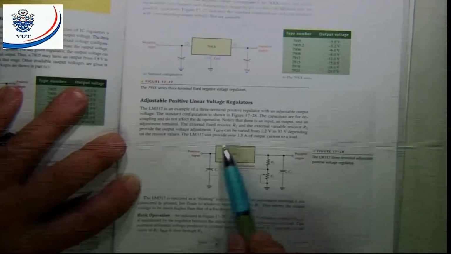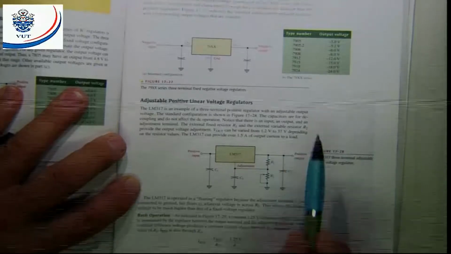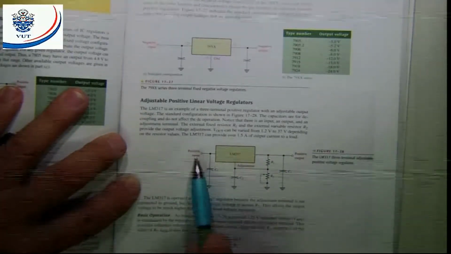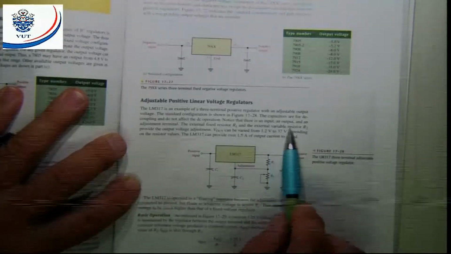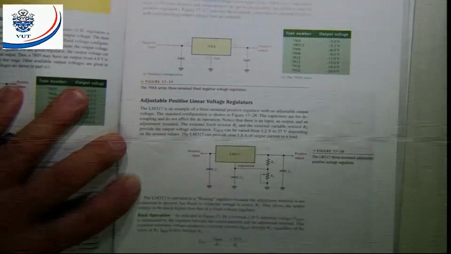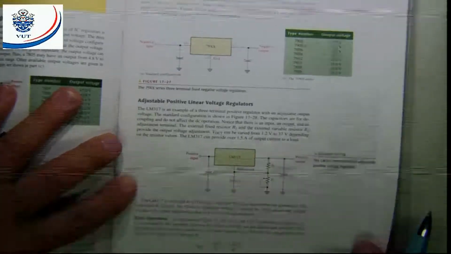And here they say the output voltage can vary from around 1.2 volts up to 37 volts. Again, the input voltage must always be higher than the output. That means if you want, for example, a 37 volt output, you should have at least around 40 volts at the input of this adjustable linear voltage regulator.